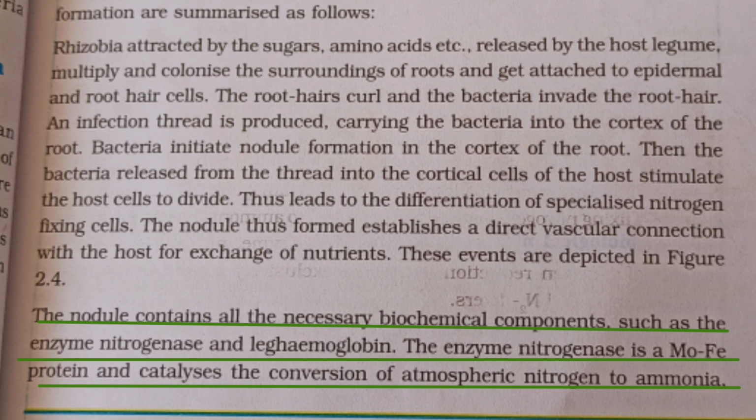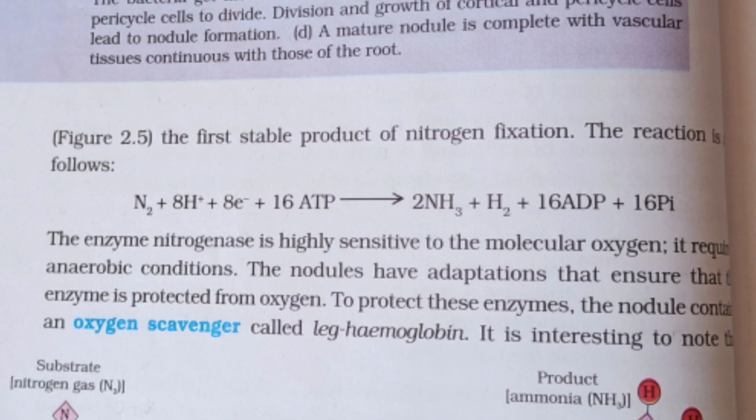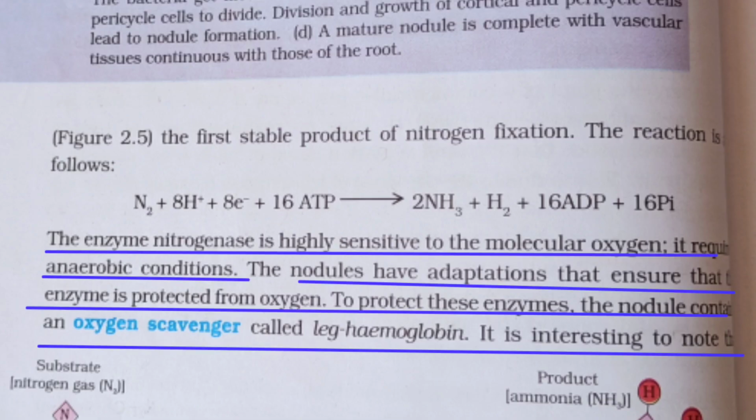The nodule contains all the necessary biochemical components such as the enzyme nitrogenase and leghemoglobin. The enzyme nitrogenase is a molybdenum iron protein and catalyzes the conversion of atmospheric nitrogen to ammonia. Here, the enzyme nitrogenase is highly sensitive to molecular oxygen. It requires anaerobic conditions. The nodules have adaptations that ensure the enzyme is protected from oxygen. To protect this enzyme, the nodule contains an oxygen scavenger called leghemoglobin.